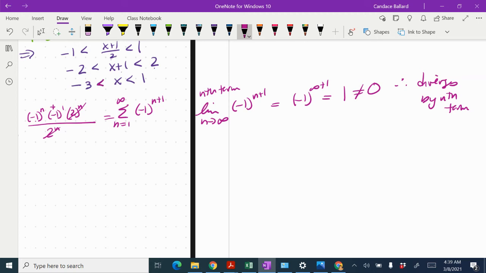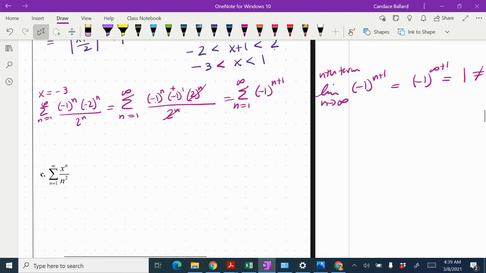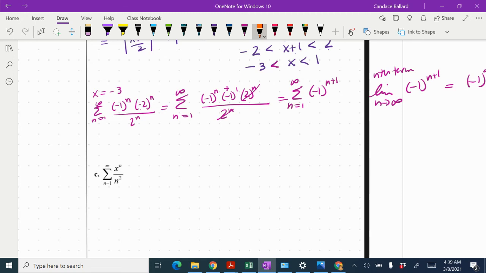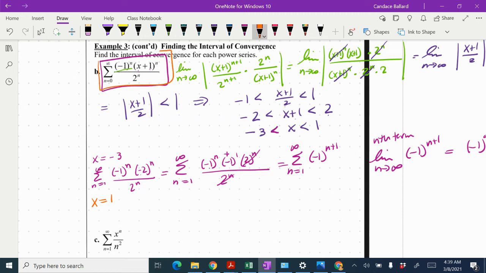Which means that I just have a less than. There's no equal to on that one. All right, let's try plugging in the other number. So my other value is 1. At x equals 1, we're going to plug into this series. We've got the sum as n equals 1 to infinity of negative 1 to the n times 1 plus 1, which is 2, so 2 to the n over 2 to the n. And I notice that cancels, so I get the sum as n equals 1 to infinity of negative 1 to the n.